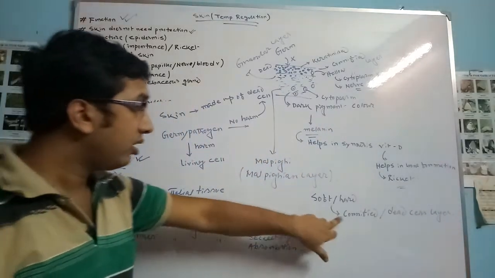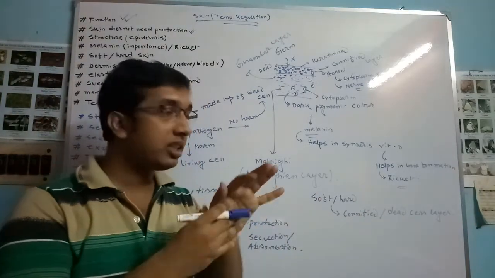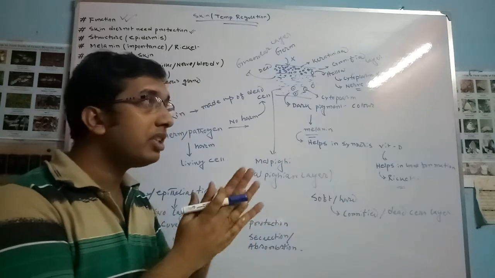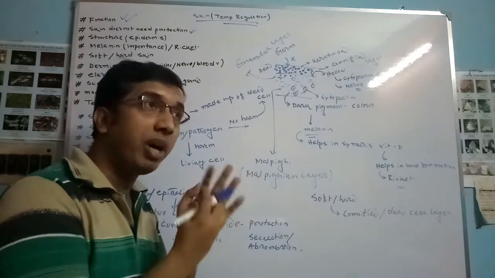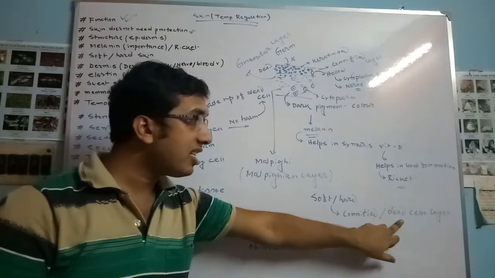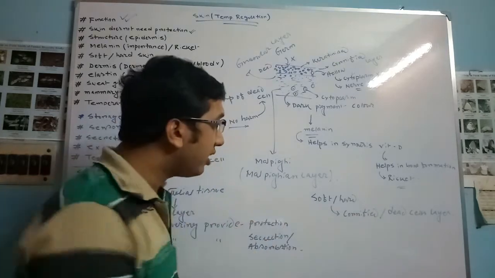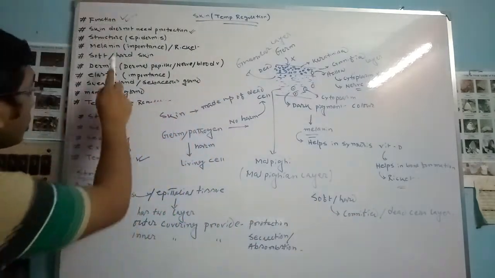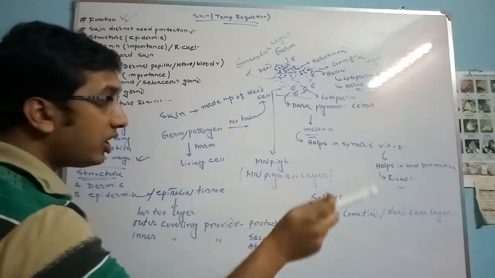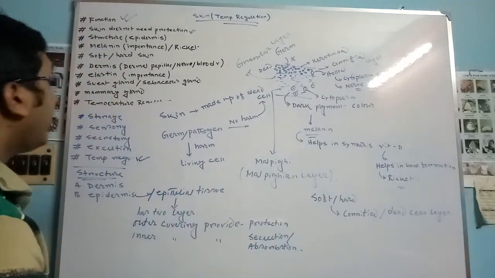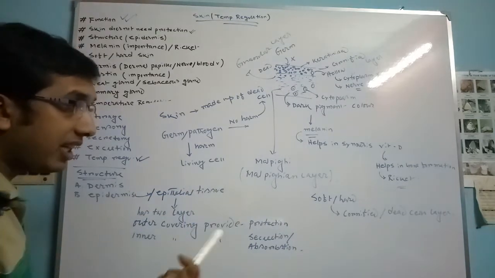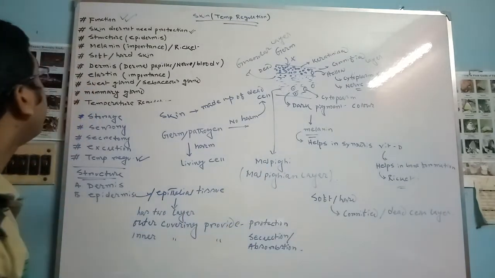If the dead cells layer is thicker, then the skin becomes hard. If the dead cells layer is thin, then the skin becomes soft. So soft and hard skin depend totally on the dead cells layer. If the dead cells layer is more, the skin becomes hard. If the dead cells layer is less, the skin becomes soft.